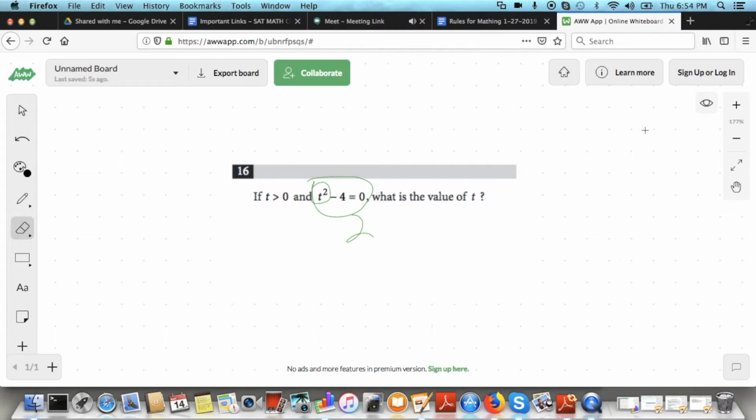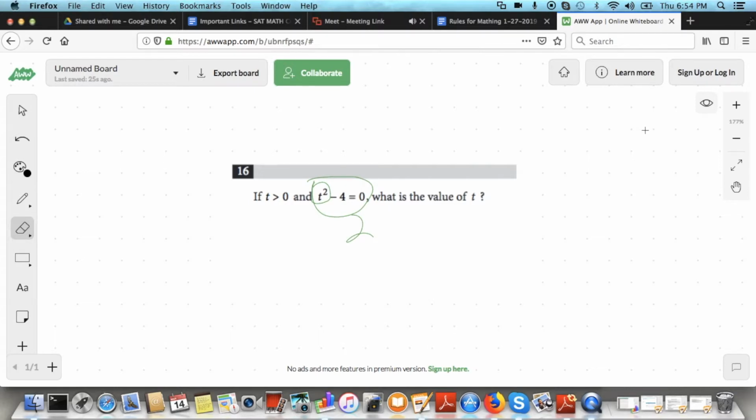Again, you're not thinking in terms of operations here. We're just like, okay, what's t going to have to be? And the answer is 2. If you want to test values, you can try plugging in 0 for t. You get negative 4 equals 0. That's not true. Try plugging in 1 for t. You get 1 minus 4, which is negative 3, and that doesn't equal 0. Try 2. 2 squared is 4, so 4 minus 4. Oh, 2 works. Great. No operations necessary.